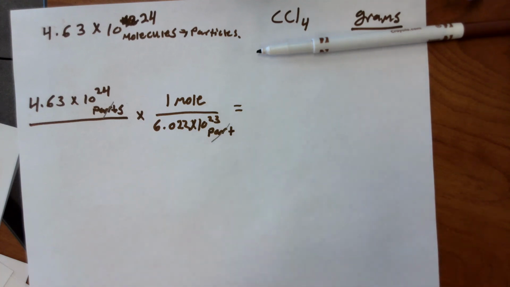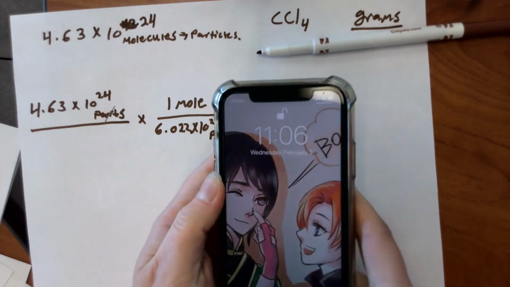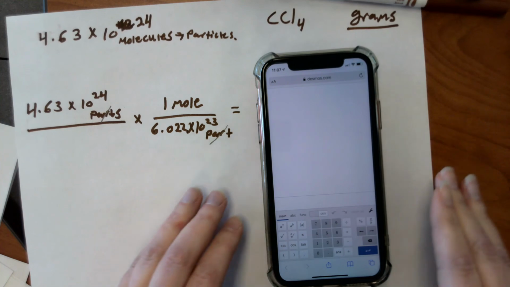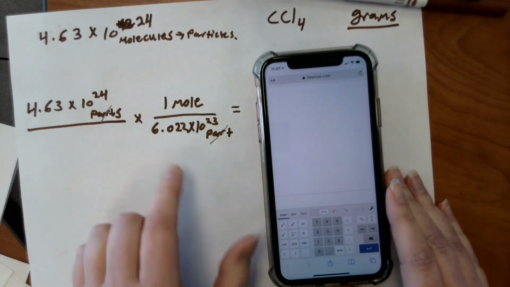So I'm going to use Desmos here. Let me find Desmos here. Just give me a second. There we go. So we got Desmos up here, and so we're going to fill this out.